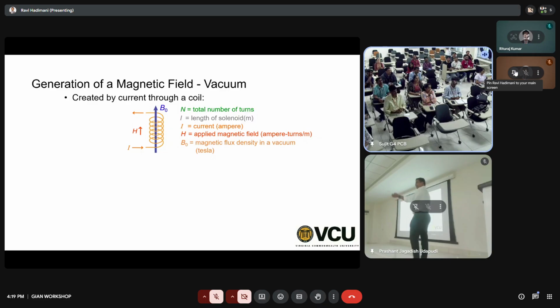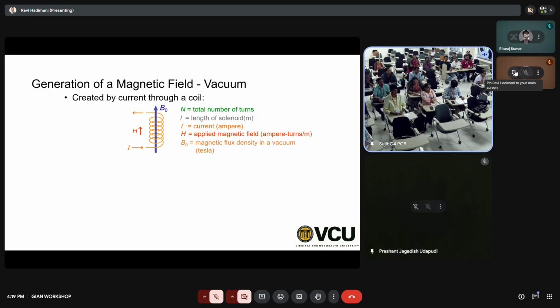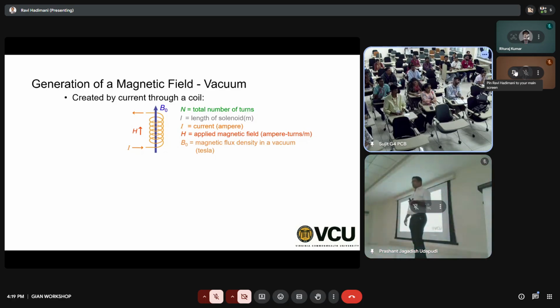Any current carrying conductor produces a magnetic field, right? So charge in motion creates a magnetic field. Any wires that carry current will have magnetic field around that. Okay, so currents, that is charge in motion, creates magnetic field. So it's very easy to create magnetic field if that is the case, right?